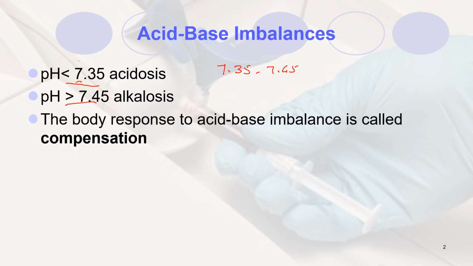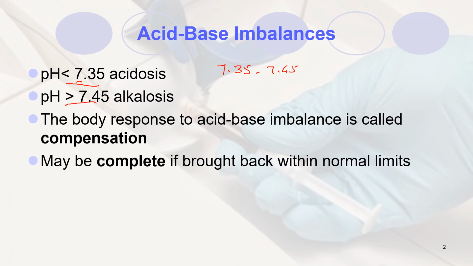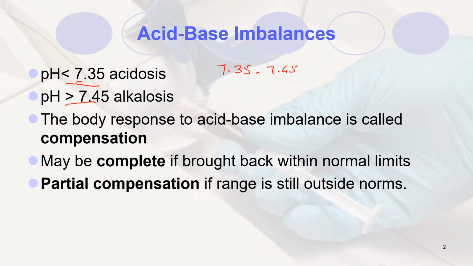The body responds to acid-base imbalance, and that we call compensation. As you know, when any kind of physiological change happens in our body, the body mechanisms, whether the central nervous system or the endocrine glands, will automatically try to compensate, rather try to normalize the situation. That is the compensation stage. Through compensation, it may be complete if brought back within the normal limits, and partial if the range is still outside the normal limits.